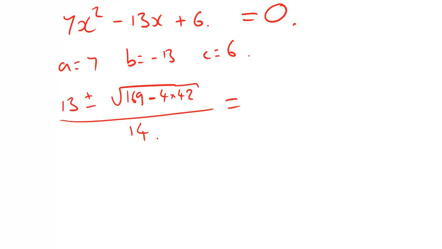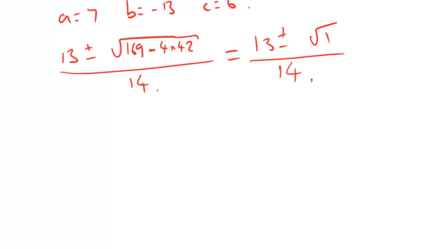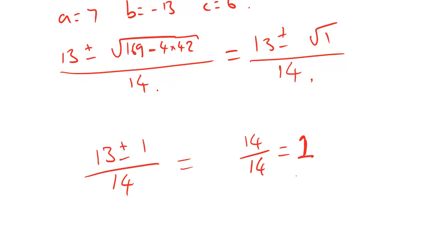168. So we're going to have, in total, just the square root of 1 in that square root there, look, and we're going to have a 14 there. Now, square root of 1 is just 1, so we're going to have 13 plus or minus 1 over 14. This is going to give me 2 solutions. So the first one is 14 over 14, which is 1.